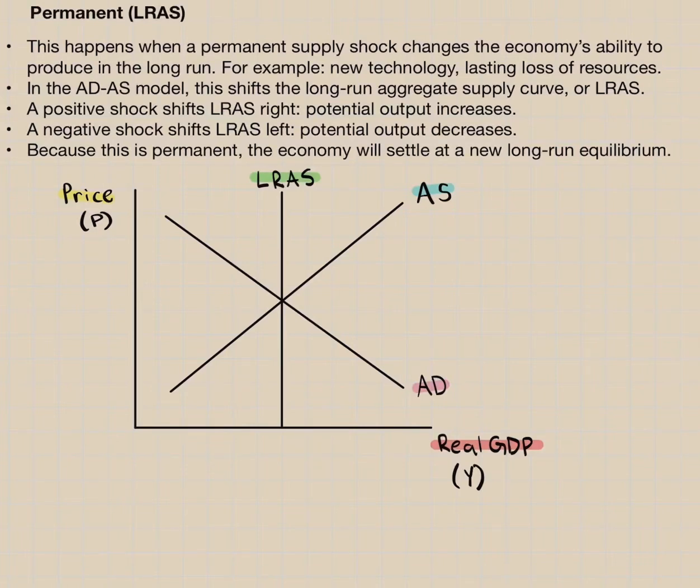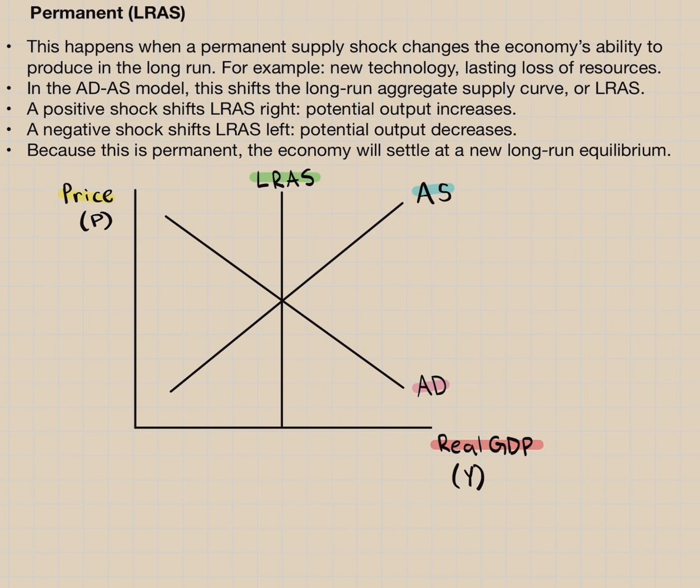Permanent LRAS. This happens when a permanent supply shock changes the economy's ability to produce in the long run. For example, new technology or a lasting loss of resources. In the ADAS model, this shifts the long-run aggregate supply curve, or LRAS.